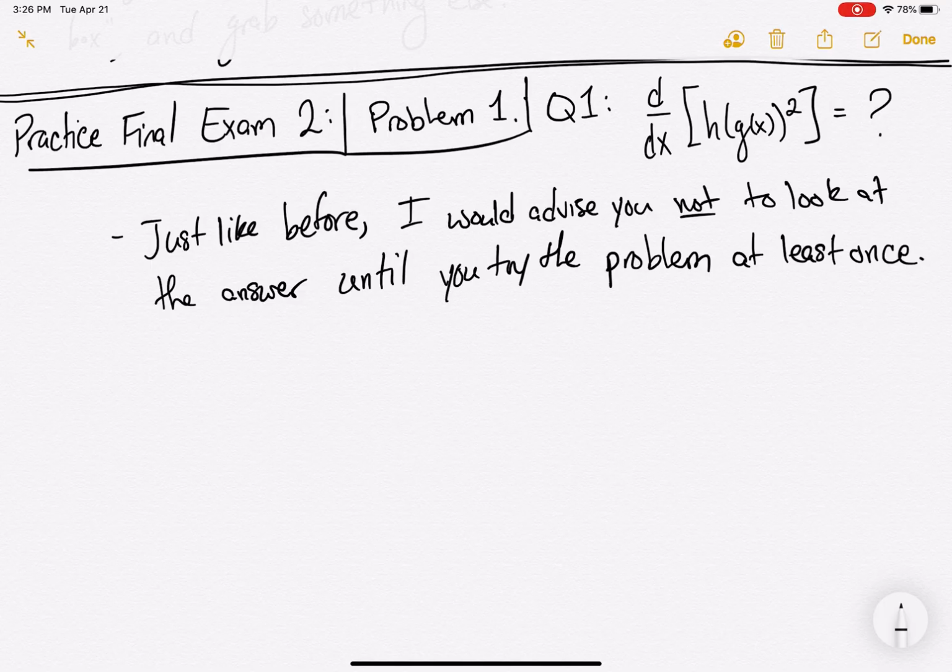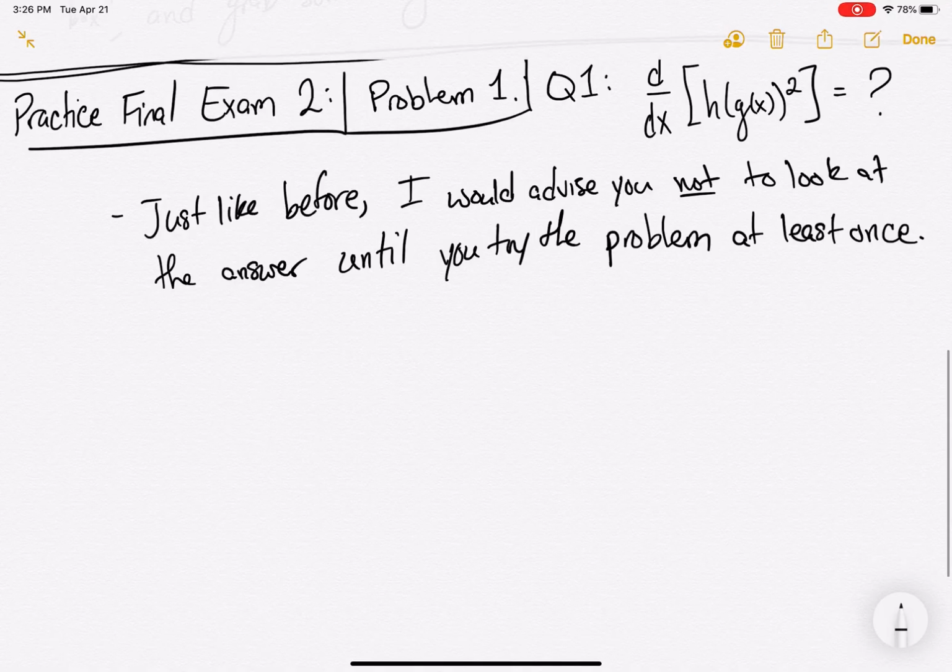All right, so we want to do this. We want to phrase this in terms of h prime and g prime, just like practice final 1. And once again, this is trying to test our derivative rules.